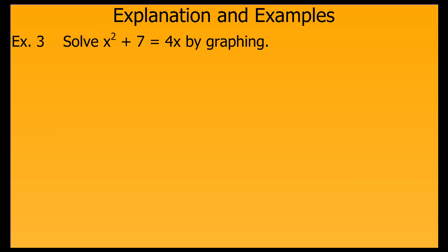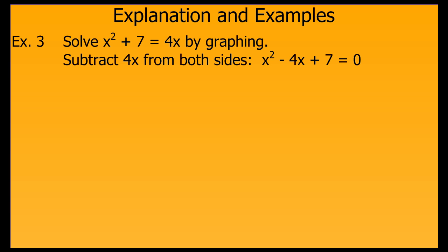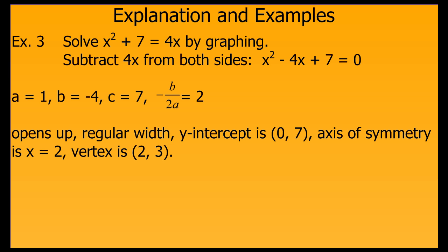Let's look at a third example. X squared plus 7 equals 4x. Again, it's not in standard form, so first we subtract 4x from both sides to get it equal to 0. Now we can identify our values of a equals 1, b equals negative 4, and c equals 7. So the opposite of b over 2a will be 2. So we know this opens up, has a regular width, a y-intercept of 0, 7. The axis of symmetry is going to be x equals 2, and the vertex will be at 2, 3.